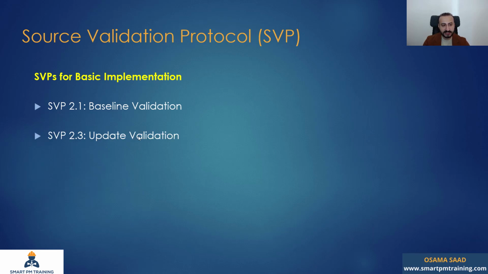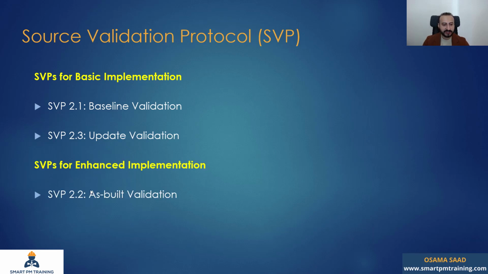We also need the update validation. It's very important. It is one of the SVPs for basic implementation because we are comparing an update to an update. For enhanced implementation, we can use the as-built validation. In other words, we want to verify and make sure that the as-built is accurate inside the schedule updates. So, you can go back and check more details about the SVPs in the 29R-03.